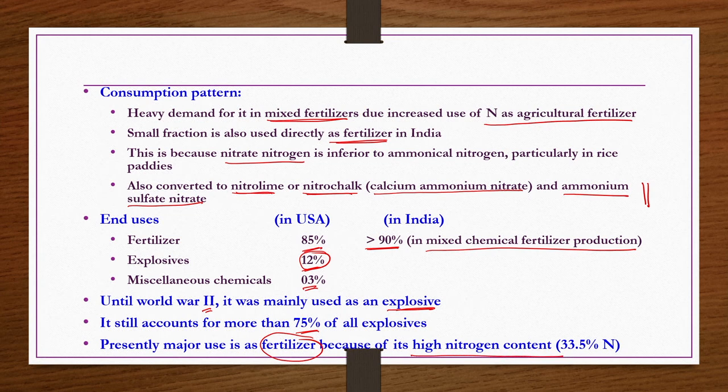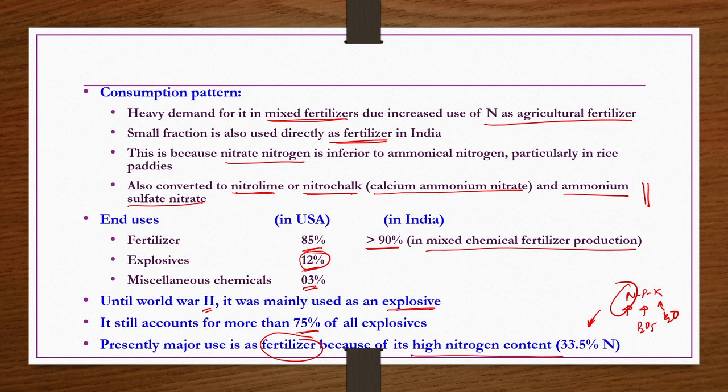Ammonium nitrate, in general, has 33.5% nitrogen, right? For NPK fertilizers, we understand how much total N percent is there, what is the available P2O5, and what is the available K2O, etc. These are the things we see. So how much N is there in a fertilizer is the important factor, okay?